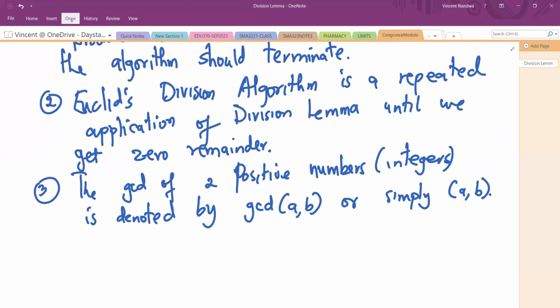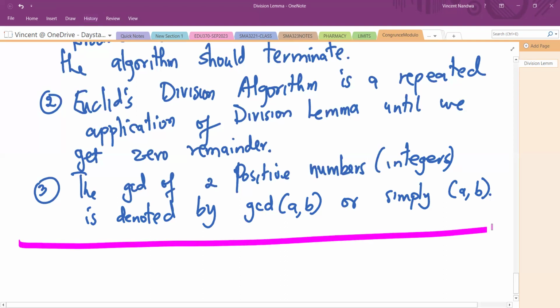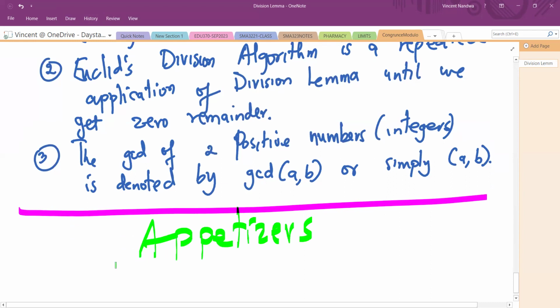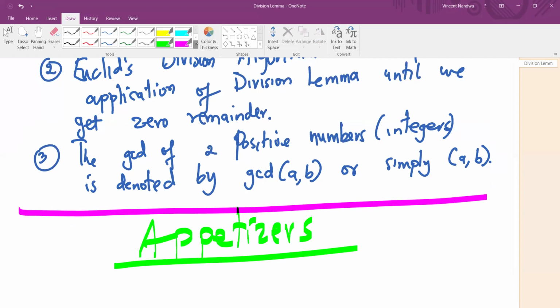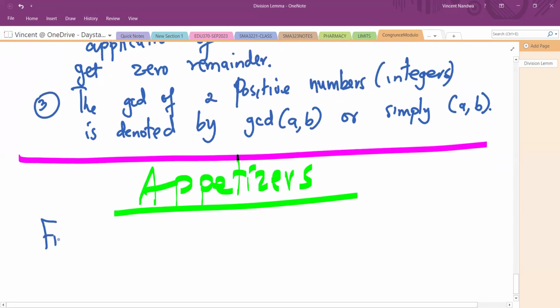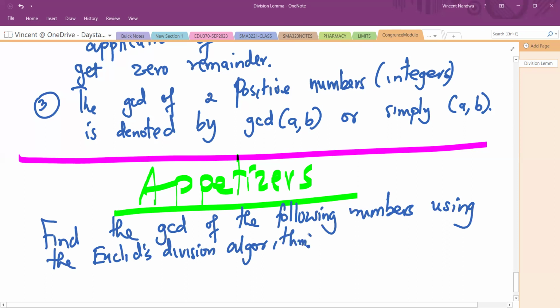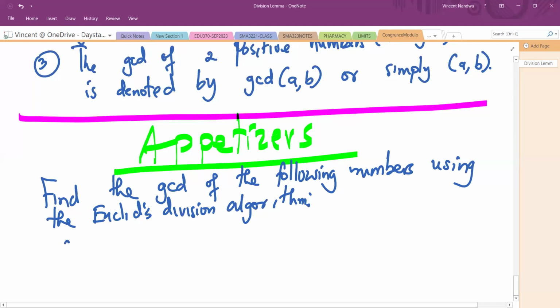So at this point, we are now mature to do some examples on how we can apply the division algorithm or the Euclidean algorithm to find the GCD of positive integers. So, appetizers. Find the GCD of the following numbers using the division algorithm. The first pair is 273 and 119.